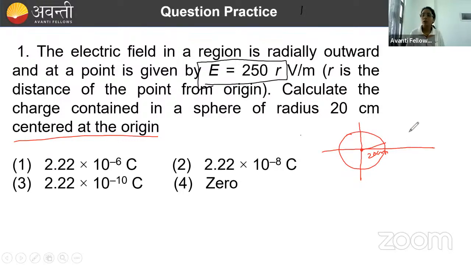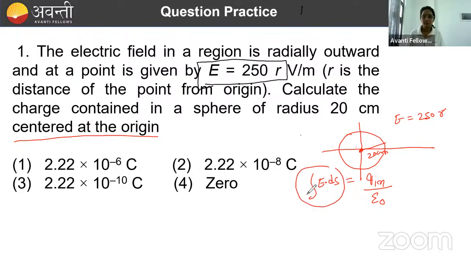From the origin, and from this position vector only, the electric field is written as 250 r. So you have to calculate the charge contained inside this configuration. Which formula are you going to use? Again, charge contained, q enclosed, is asked, so we can use the flux formula. Which formula? Gauss's law. What will you be using? Integral of E dot ds equal to how much? q enclosed by epsilon. Done. So simply calculate E dot ds.